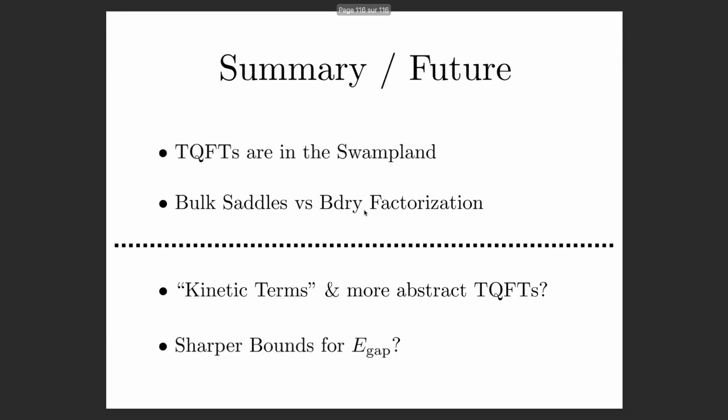Okay, so let me just sum up because it's late and hot. So TQFTs are in the swampland. All that means is that there is some coupling to gravity. It's, for practical purposes, pretty negligible, but it's there. And the idea was to look at how bulk saddles and summing over them gets in the way of boundary factorization. Kinetic terms and more abstract TQFTs, I think that'd be interesting to figure out. And can we make sharper bounds on the biggest gap that you have? I told you it was the Planck scale, but actually in practice, it's usually quite a bit lower. There's some way to argue universally about sharpening the bound. I'll stop there. Thanks again.